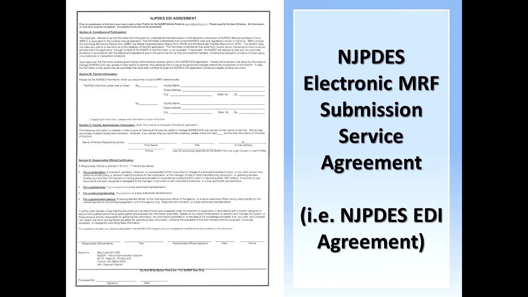On the form, the permittee will need to provide information on the permits for which DMRs will be submitted electronically. For example, NJDEP's number and facility name. In addition, information on the person or persons that will manage the electronic submission of the forms, also referred to as the facility administrator, will need to be provided. For example, their name, email address, and their NJDEP online user ID. Lastly, information on the responsible official and their certification will need to be provided in the agreement.